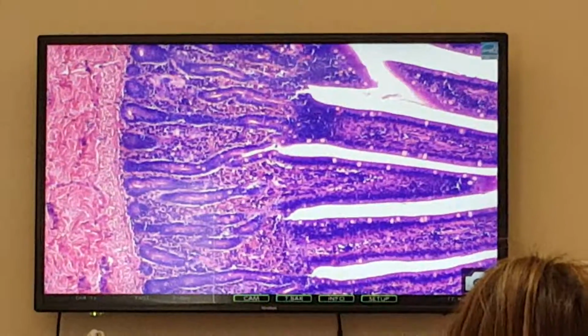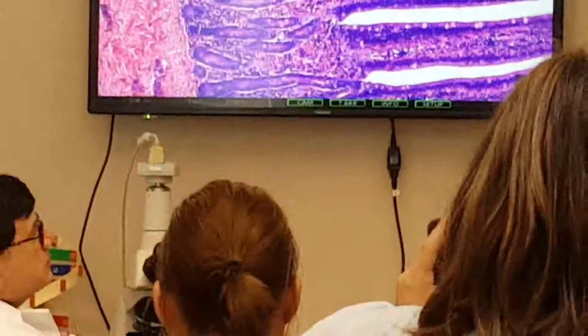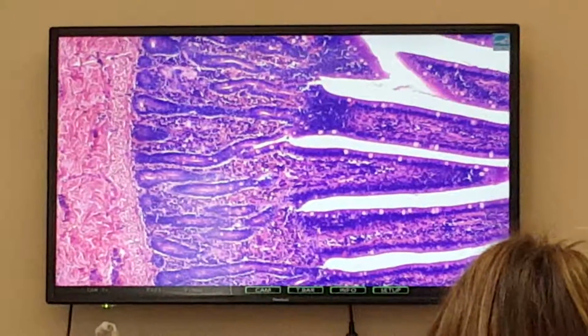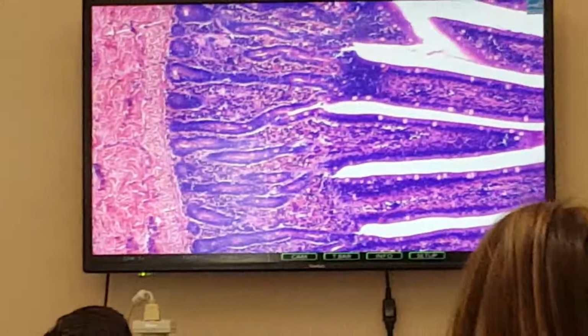These are mostly absorptive cells. That's the purpose of the small intestine, absorb, and some of them produce some mucus secretion, particularly goblet cells. Okay?